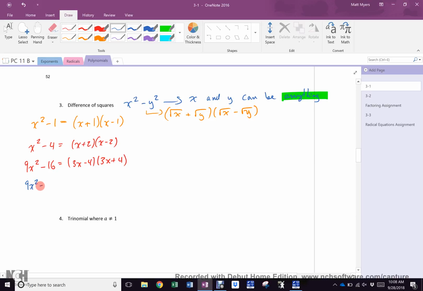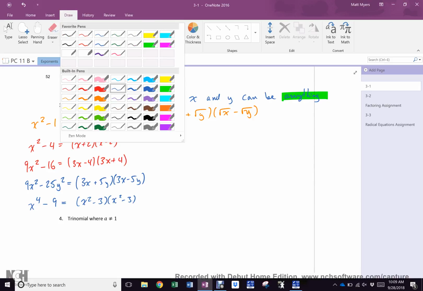9x squared minus 25y squared. 3x plus 5y, 3x minus 5y. Good. What about this one? X to the 4th minus 9. X squared plus 3, x squared minus 3. Nice! What about this one?